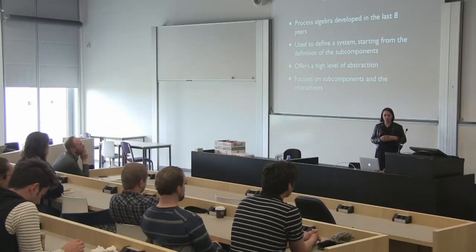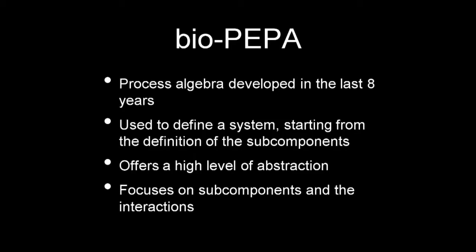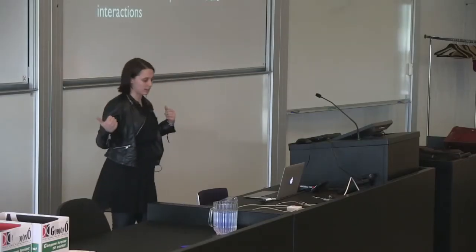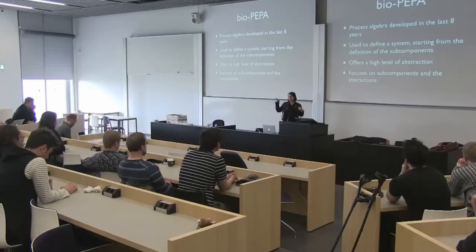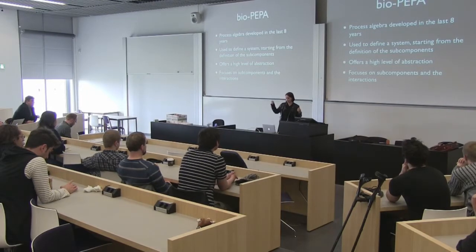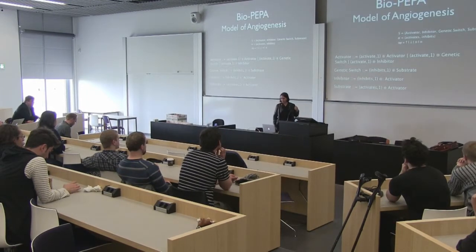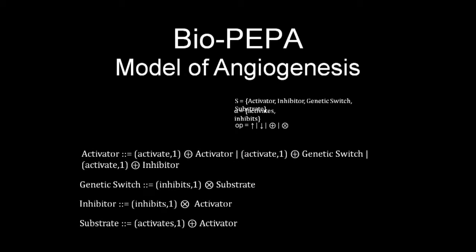So it offers a high level of abstraction, with a focus on the subcomponents and the interactions. In our model, the subcomponents are the cells, and the interactions are just the messages that they send, either to the adjacent cell or to a cell that is far away through a molecule. Okay, so here is a Bio-PEPA model of the angiogenesis. It's quite simple, like this.